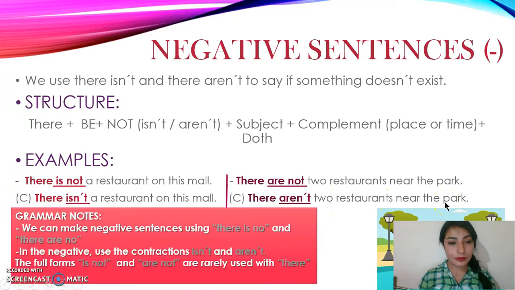Here we have some grammar notes that you have to remember. We can make negative sentences using there is no and there are no. So these examples could be: there is no restaurant in this mall, and there are no restaurants near the park. Another grammar note is that in the negative we use the contractions isn't and aren't, because the full forms is not and are not are rarely used with there. So you have to remember this.